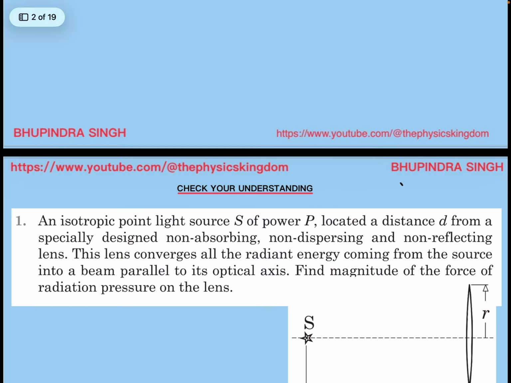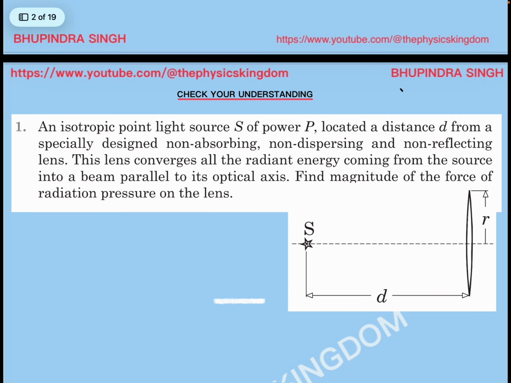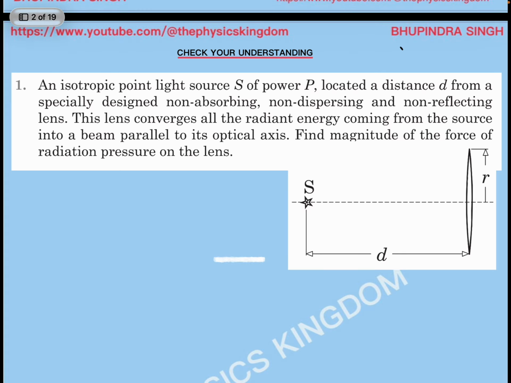So that is our question number 1. An isotropic point light source S of power P is located at distance d from a specially designed non-absorbing, non-dispersing and non-reflecting lens. This lens converges all the radiant energy coming from the source into a beam parallel to its optical axis. Find the magnitude of the force of radiation pressure on the lens. Pause your video here, try by yourself for 10 to 15 minutes and then see the solution.